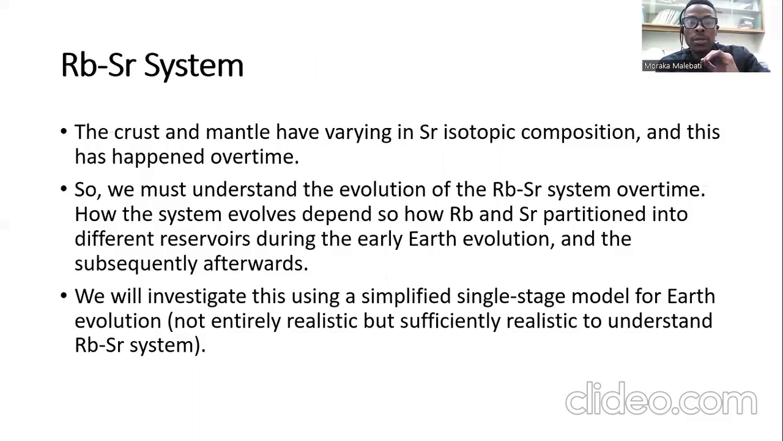So like I said, today we're going to be using the Rb-Sr, or rubidium-strontium, system. The crust and mantle have varying strontium isotopic composition, and this has happened over time. So we must understand the evolution of the Rb-Sr system over time. How the system evolved depends on how rubidium and strontium partitioned into different reservoirs during the early Earth evolution and subsequently afterwards. We will investigate using a simplified single stage model for Earth evolution, not entirely realistic, but sufficiently realistic to understand this system.